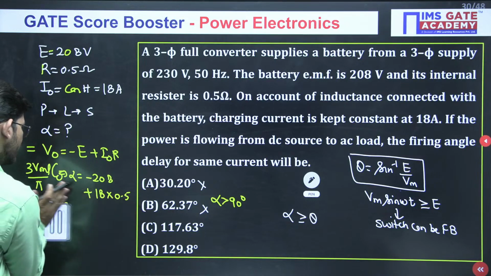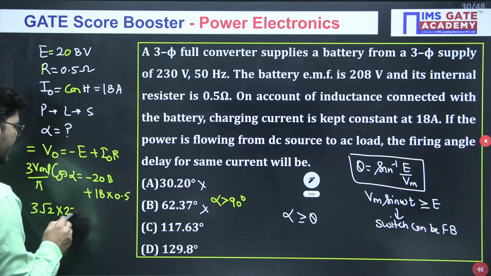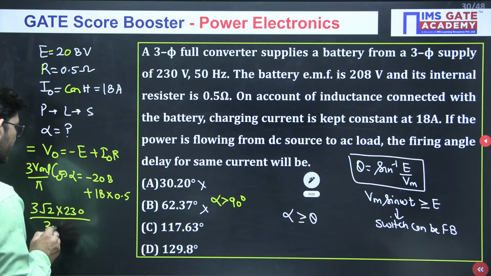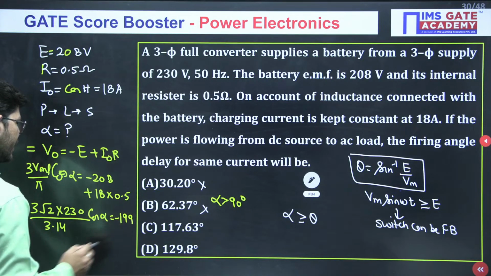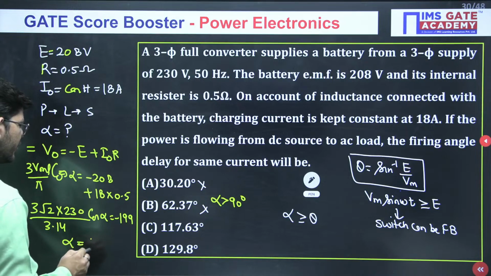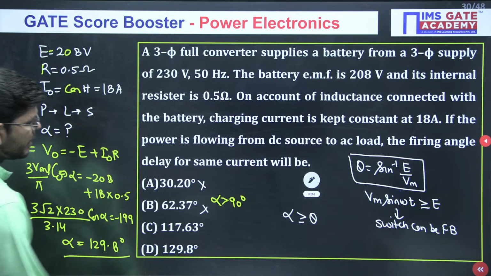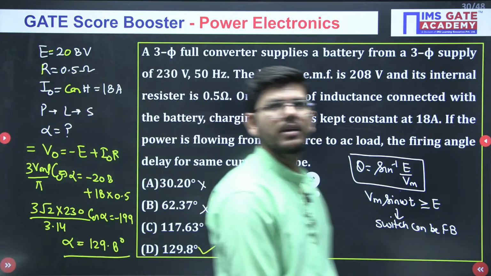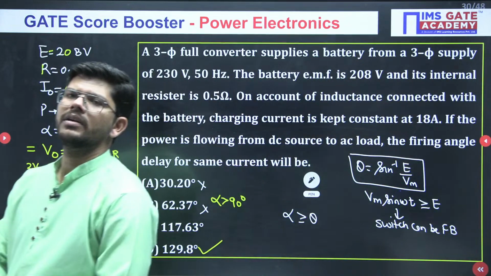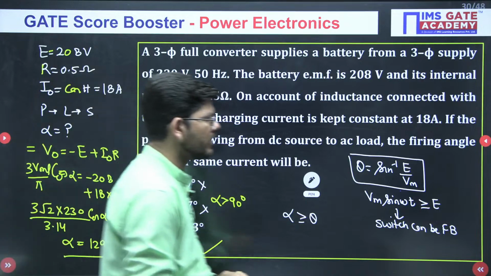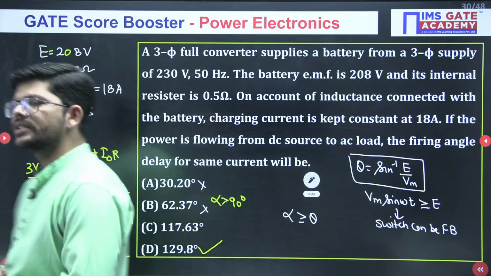Let me use some more space. So it will be 3 into root 2 into 230 divided by 3.14 cos of alpha, and this is minus 199. Alpha is the only unknown, and when you calculate, you will get 129.8 degree, which is given in option number D. So D is correct. But in the last question, E was greater than Vm. I hope you got it. So this is how you will get the value of alpha in this question.